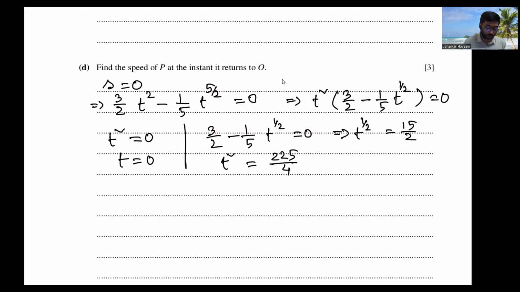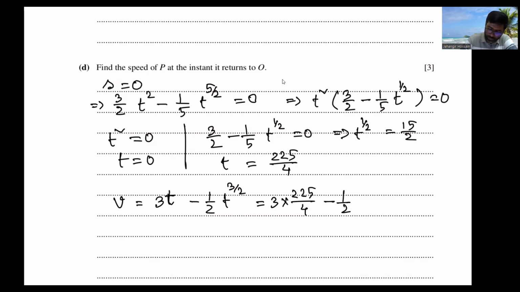Now substitute. You have to find the speed. t equal to, not t², t equal to this. Now find the value of the speed at this instant. So when t equal to 225/4, v will be, remember the expression for v, 3t minus 1/2 t^(3/2). So 3 into 225/4 minus 1/2 (225/4)^(3/2).